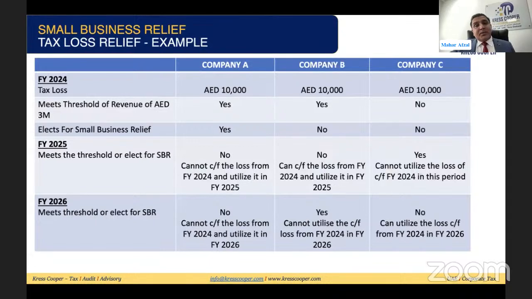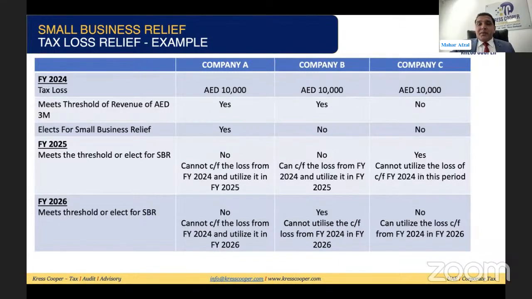Let's look into this example. This is company ABC. In the first case, the company has a loss of 10,000 in 2024. The company meets the 3 million condition, and they can elect for small business relief, and they have elected. Once they have elected, the previous period loss of 10,000 they cannot adjust in 2025. But in 2026, if they are not availing the small business relief, they can adjust the losses. In the second category, a similar company has a loss of 10,000 dirham, meets the threshold, but has not opted for the small business relief in 2025. If they have not opted for it, then they adjust the previous period losses of 10,000.